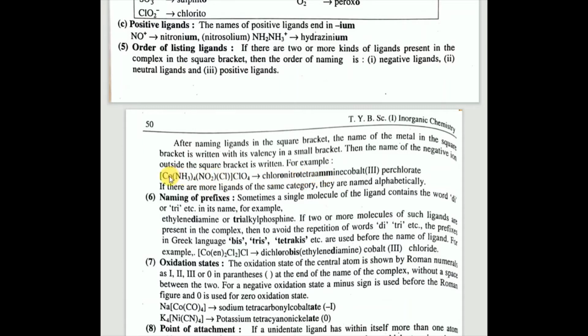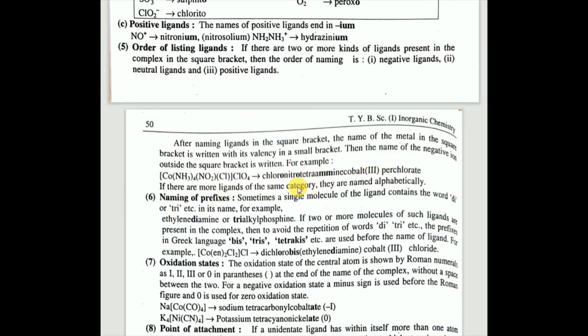The name of the metal is cobalt. There is the oxidation state in Roman numeral in a small bracket. Oxidation state is 3, and then write the name of the anion which is outside the square bracket. This is perchlorate. Therefore, according to the order of listing ligands, this rule we can write the name of different types of ligand. Negative ligand first, then neutral ligands. In this example, there are no positive ligands. Therefore, the name is chloro, nitro, tetraammine, cobalt(III) perchlorate.